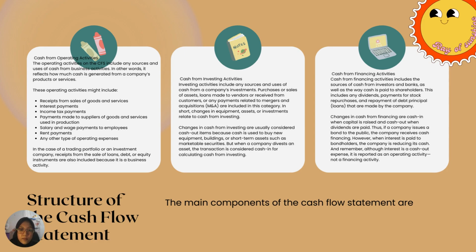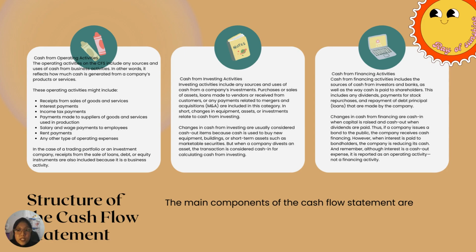These operating activities may include receipts from sales of goods and services, interest payments, income tax payments, payments made to suppliers of goods and services used in production, salary and wage payments to employees, rent payments, and any other type of operating expense. In the case of a trading portfolio or an investment company, receipts from sale of loans, debt, or equity instruments are also included because it is a business activity.